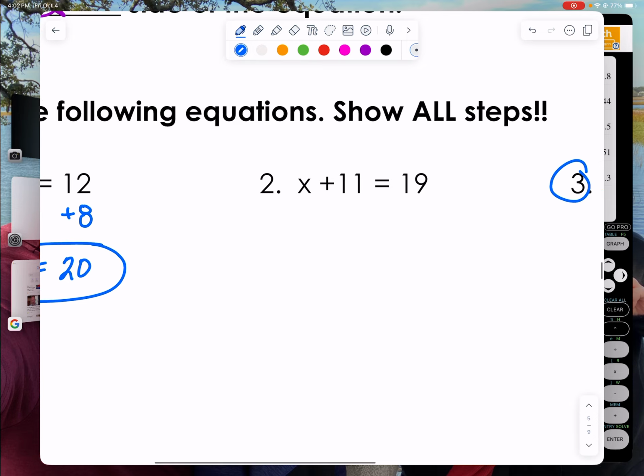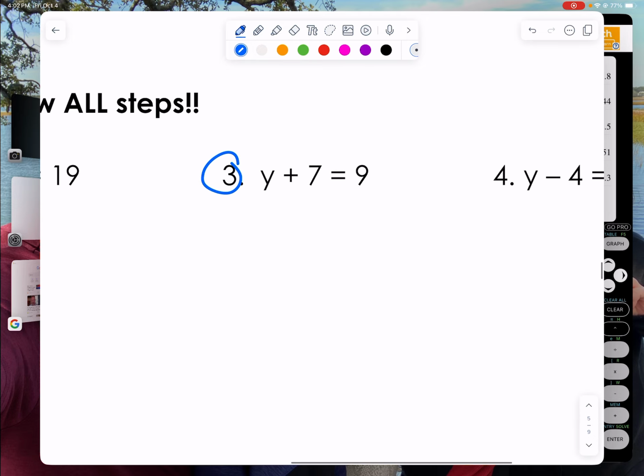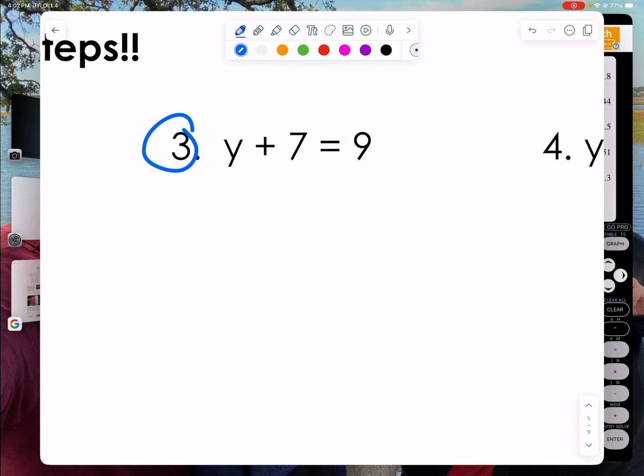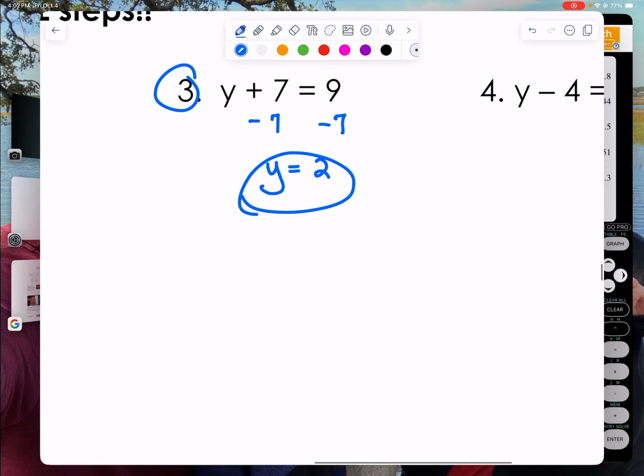I'm going to skip the next one because it's essentially the same. This one I had a y plus 7 equals 9. So instead of adding on both sides, we're going to subtract my 7 on both sides. So I get y is equal to 2. Now, one thing I want to show you, I'm going to change it just a little bit, and I'm going to put it in a different color so you can see that I'm changing it. So that's going to be y plus 7 equals, let's say it is -9 instead of +9.